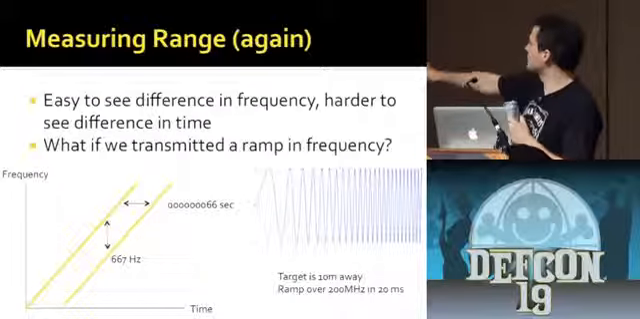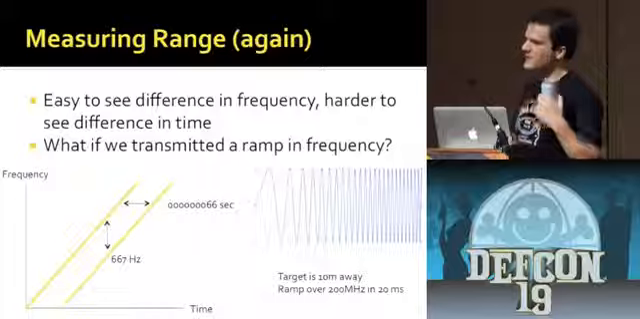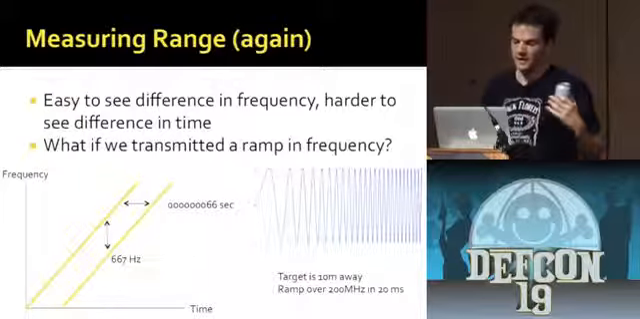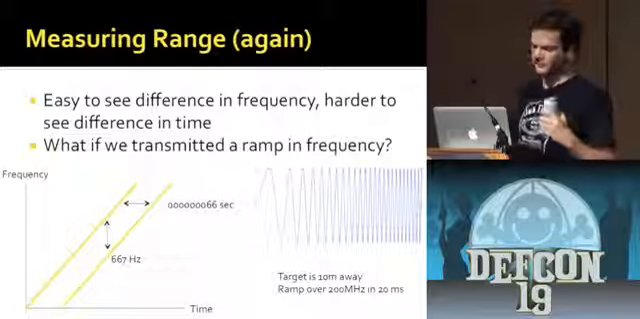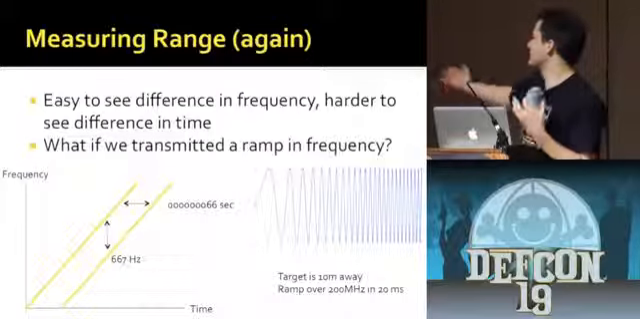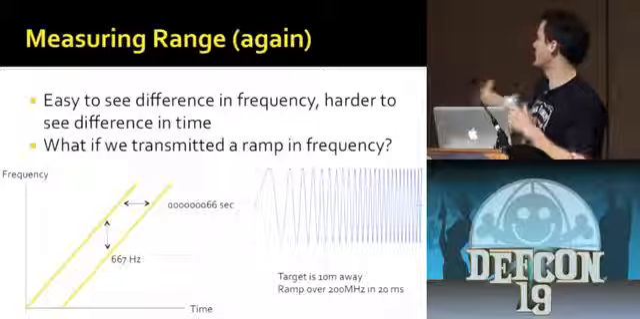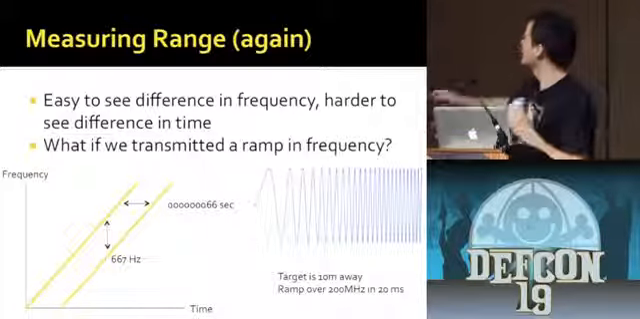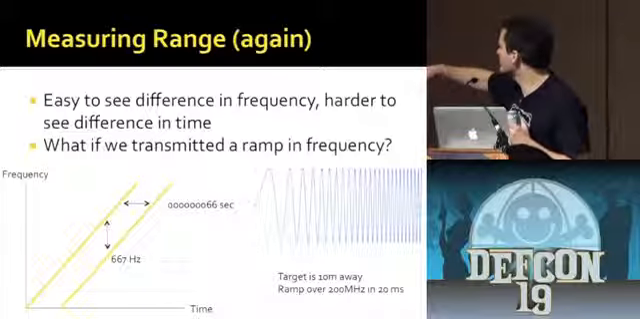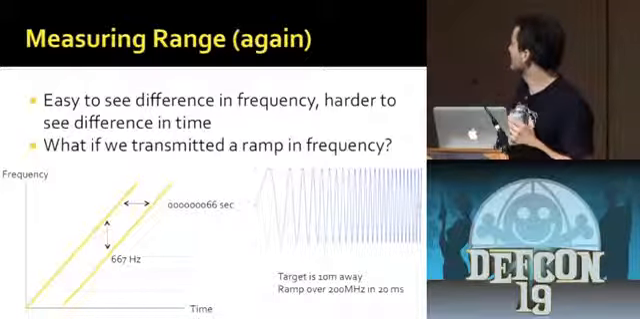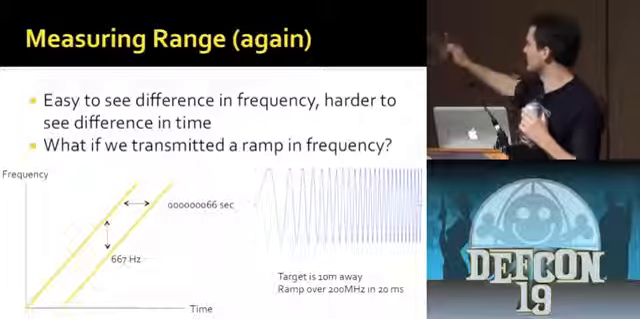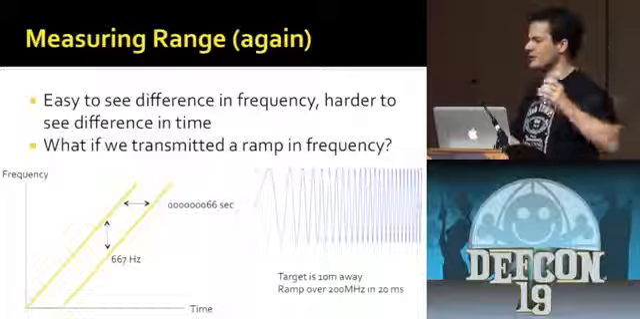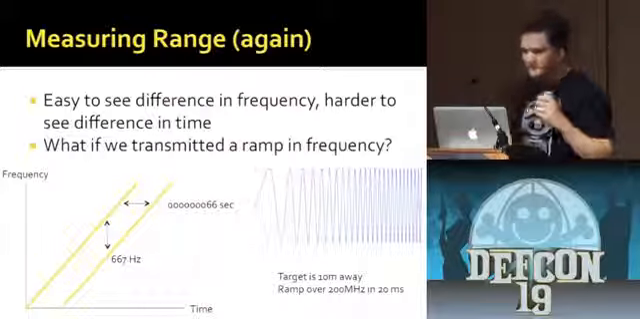If you mix those two signals together using a mixer, you will get out basically the difference in frequency between the two signals. And what that means practically is, let's say we have a 10-meter target, something that's 10 meters away. If we ramp over 200 megahertz in 20 milliseconds, which is reasonable, something that we can achieve pretty easily, that delay, I think it's 66 nanoseconds or something, turns into 667 hertz, which is in the middle of the audio range. I could sample that with a sound card and tell you how far away you are.